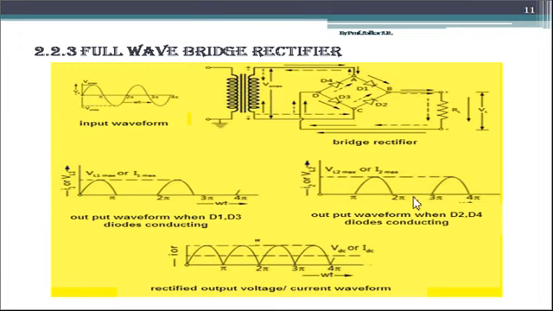So the combined effect of these two waveforms is nothing but this type of waveform, which is the rectified output voltage or current waveform. So this is how we get the full wave output in the case of bridge rectifier. Hope you all have got the working of the bridge wave rectifier.